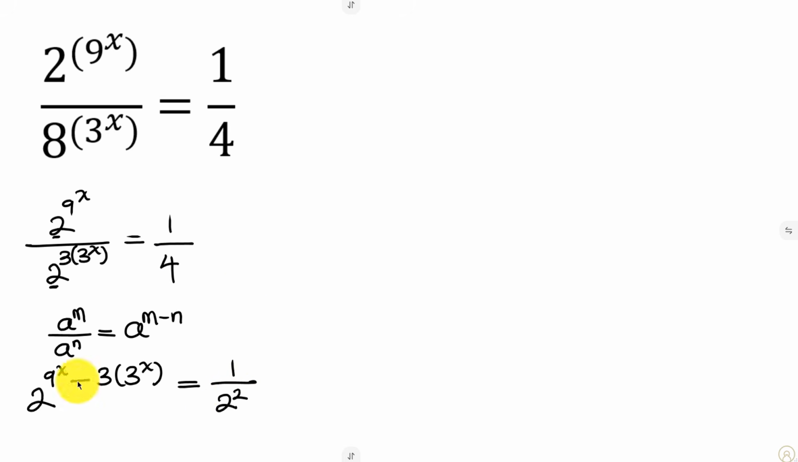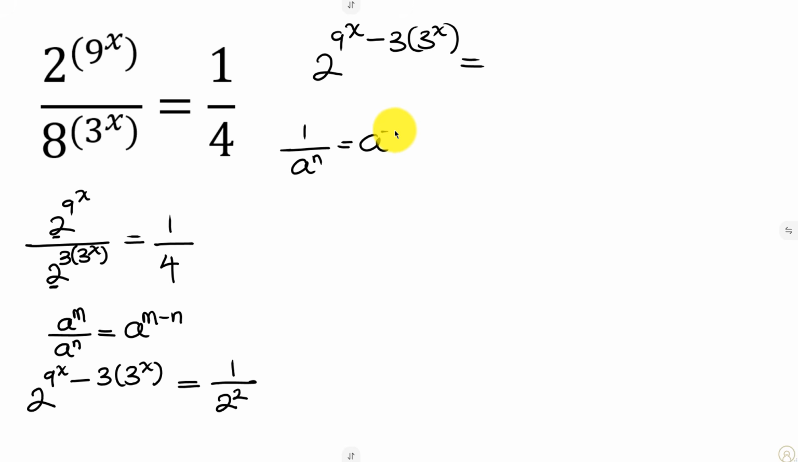Very good. So this becomes 2 to the power of 9 to the power of x minus 3 times 3 to the power of x equal to, now I'm going to be applying the law of indices here that says that when I have 1 all over a to the power of n, this can be written as a to the power of negative n. So let's express this like this. So this becomes 2 to the power of negative 2.